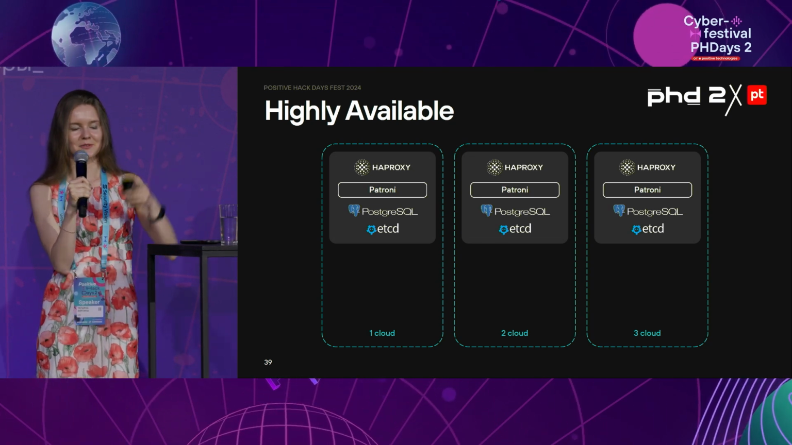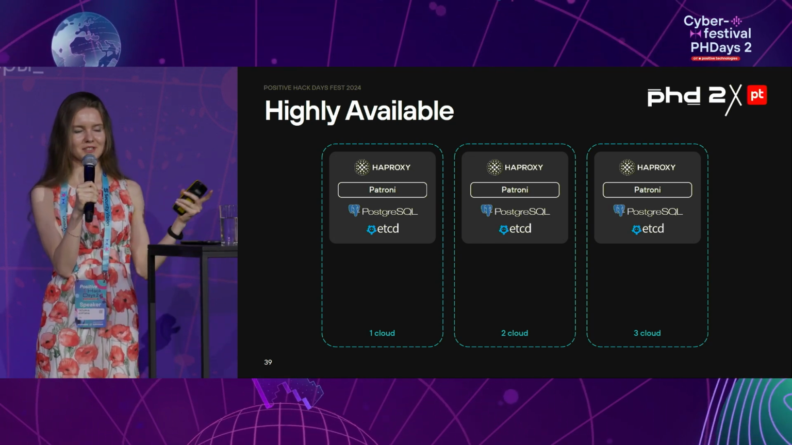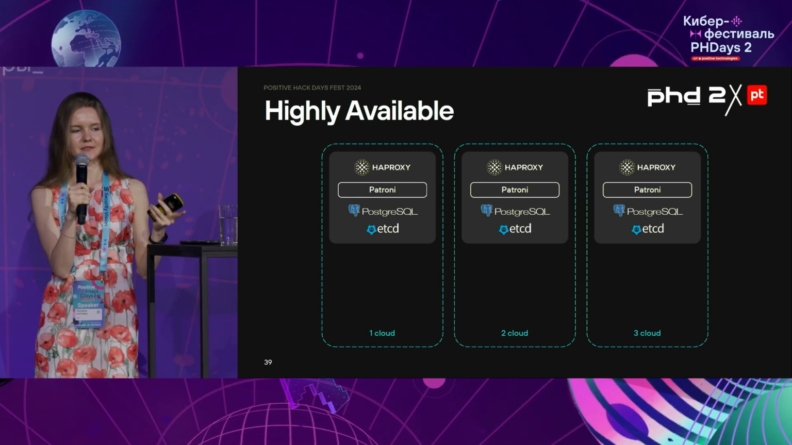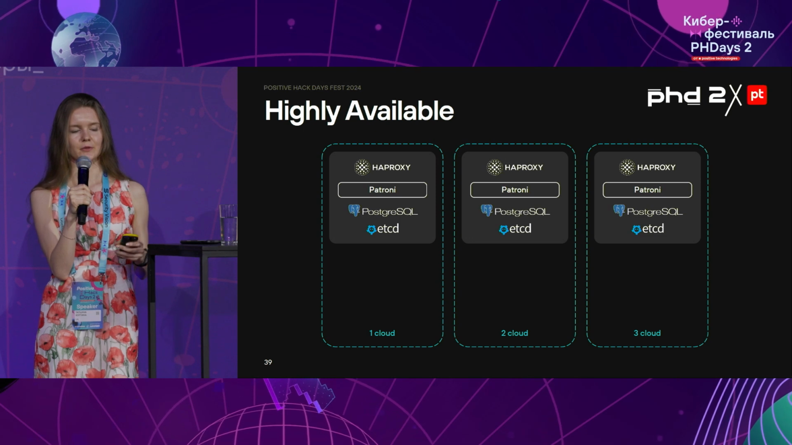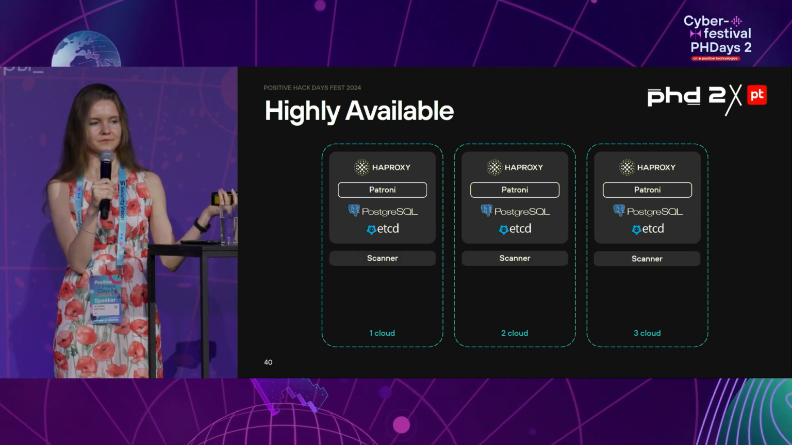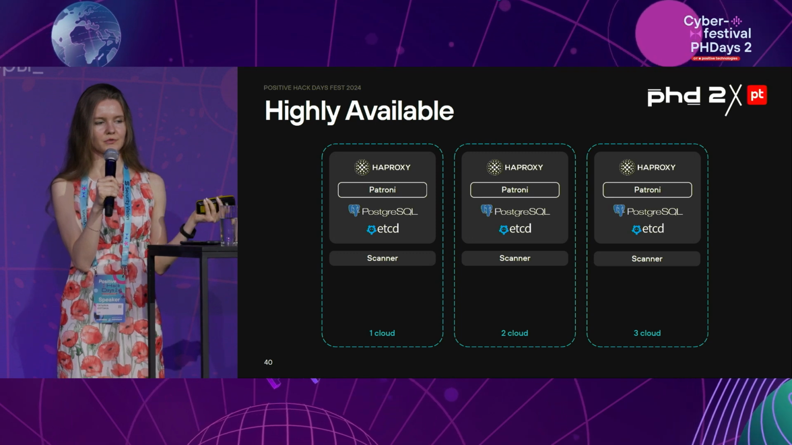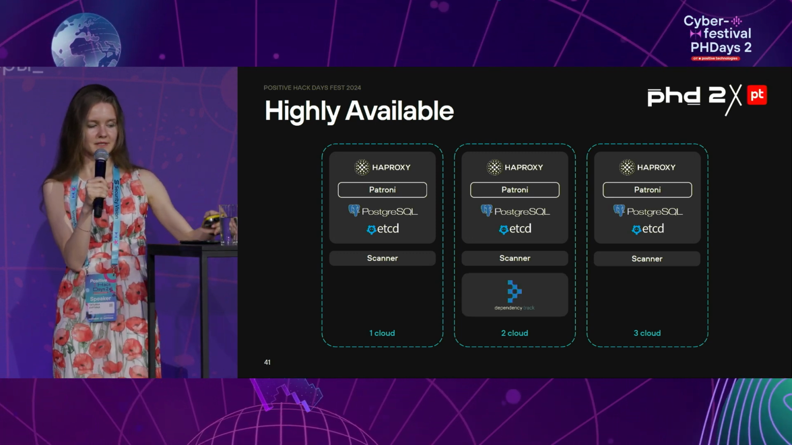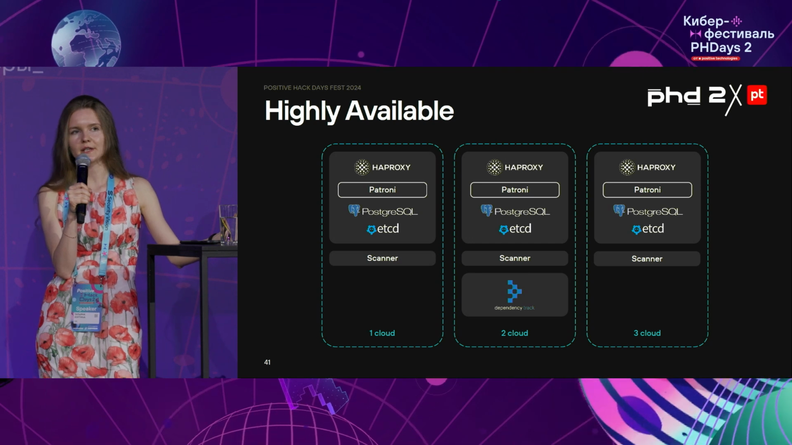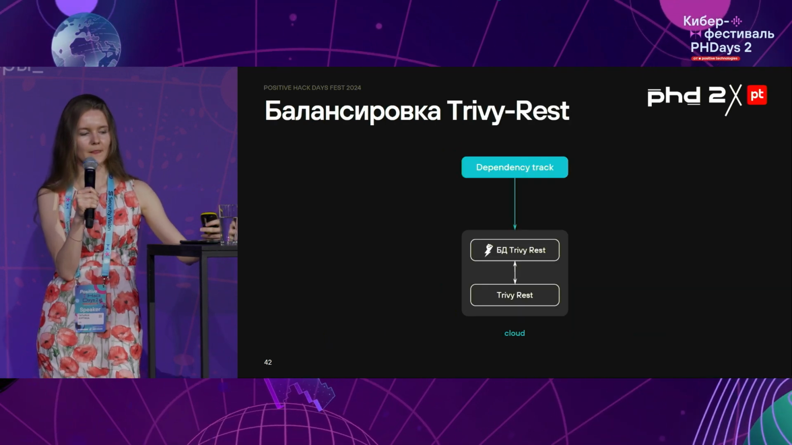The Postgres clients are connecting to HAProxy, and it connects them to the nodes in the cluster. Three clouds are used here. Each node is located in its own cloud, and the scanners are also in three clouds. But the Dependency-Track is only in one cloud because it's not yet fault tolerant.